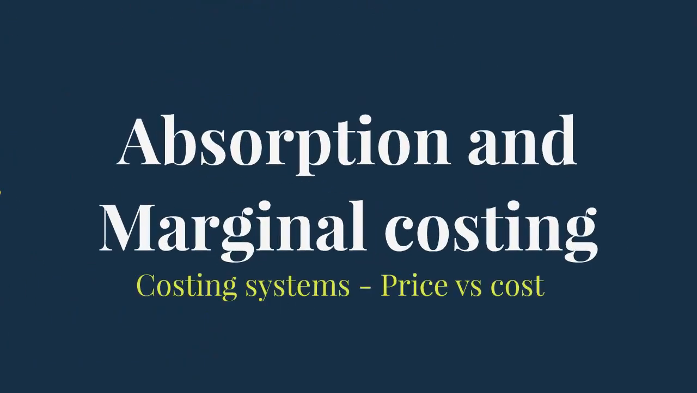Now costing systems is all about the differences in price and cost. Now obviously the price at which you sell a product has to envelop the cost of producing that product, otherwise you won't make any profit, which of course is the whole point of a business. But the point of absorption and marginal costing systems is figuring out exactly how much a product costs.